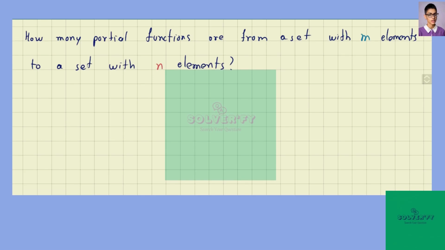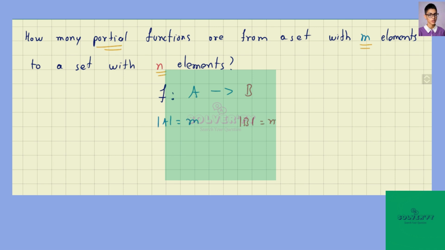Hello there. So for this exercise we need to count how many partial functions, so this is important, partial functions are from a set with m elements to a set with n elements. So technically we're defining here a function f that goes from a set A to a set B. The number of elements in A is m and the number of elements in B is n.